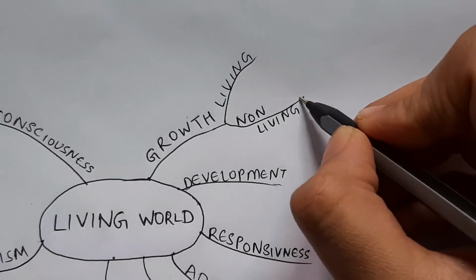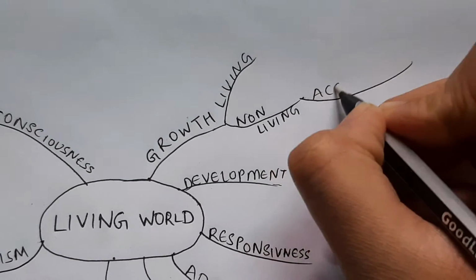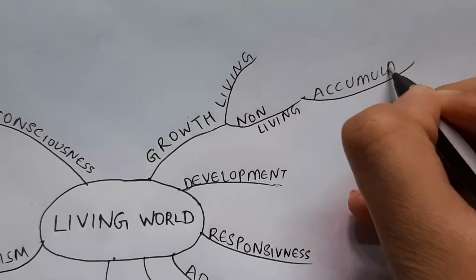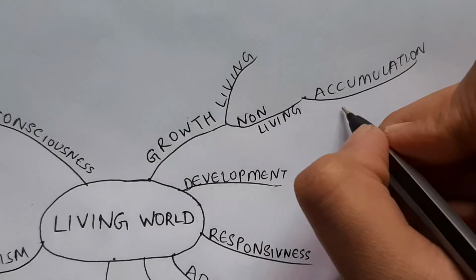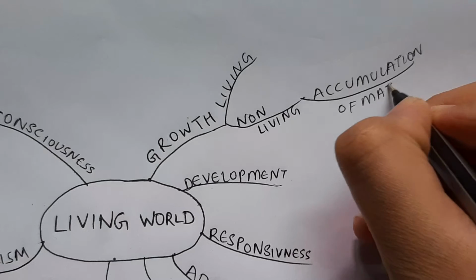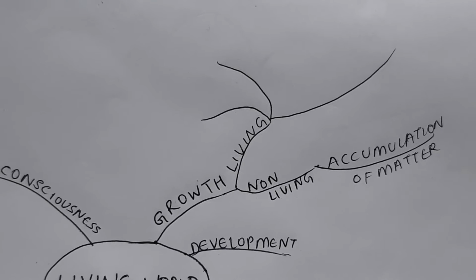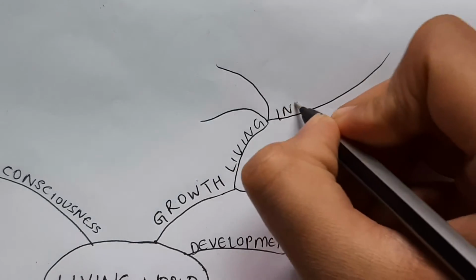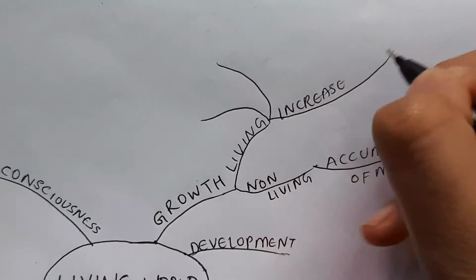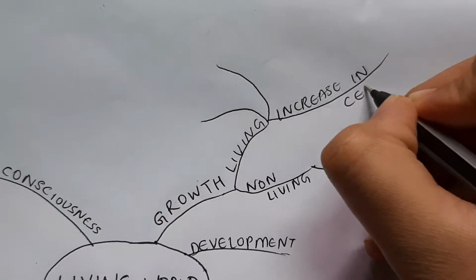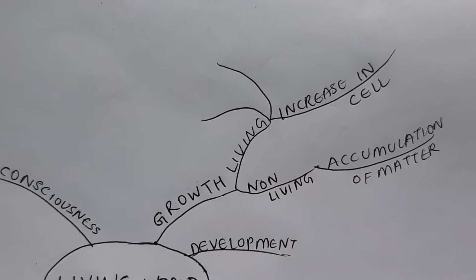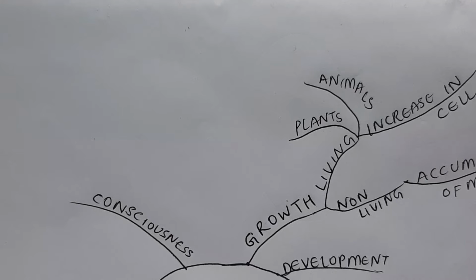In case of non-living, growth is just accumulation of matter. For example, mountains grow when dust particles and the sand accumulate on it. In case of living beings, it is increase in cells. Increase in the number of cells means there is growth happening in case of living organisms. There is also a difference in the growth pattern of plants and animals.